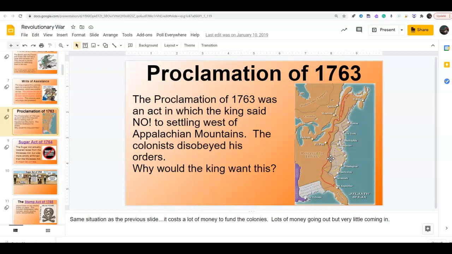The reason for this is that way this land here is reserved for the Native Americans, and if the colonists head west, they'll most likely get into another war that the king's going to have to pay for. He doesn't want to have to pay for that.